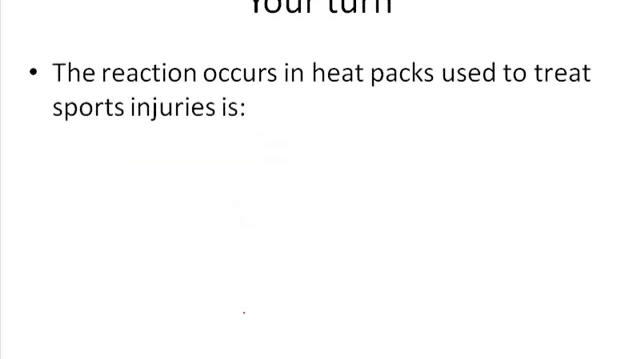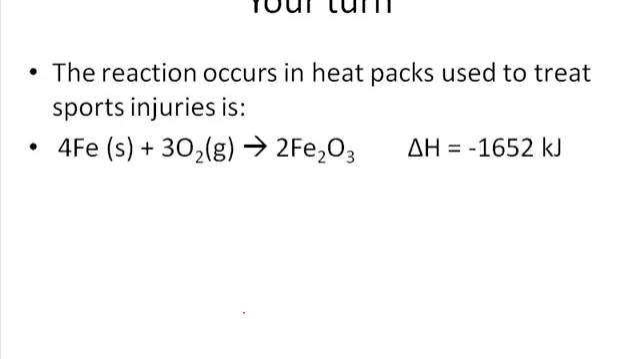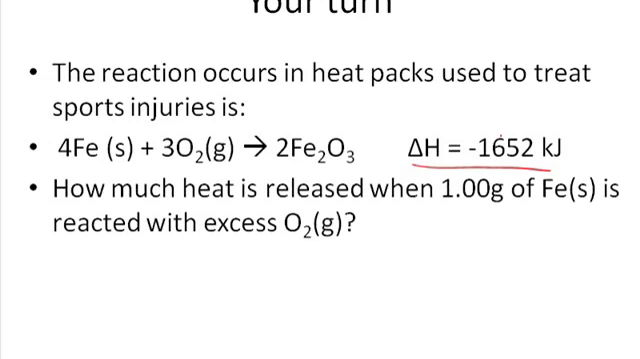So take a look at this reaction. Reaction occurs in heat packs used to treat sports injuries. Here's our equation. We have iron plus oxygen makes iron 3 oxide, and we get 1,652 kilojoules released. So we know it's exothermic. So how much heat is released when 1 gram of iron is reacted with excess O2?